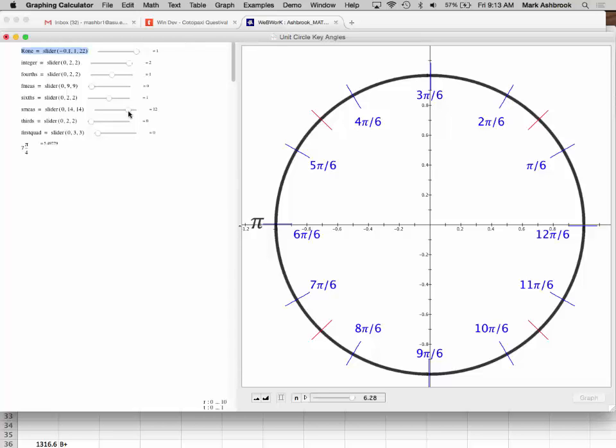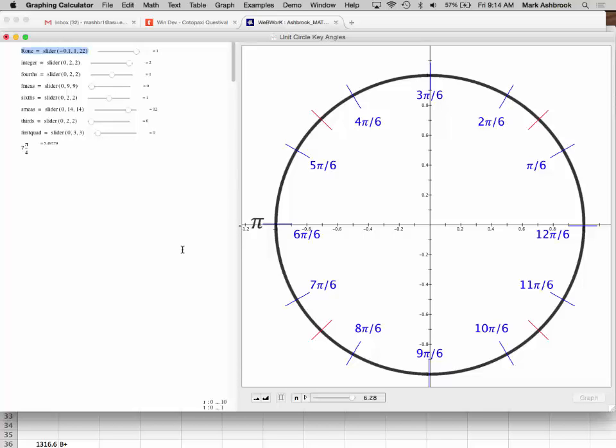And then again we have 3 pi over 6 at the top, right? Same as pi over 2. We get to the halfway point, 6 pi over 6, pi. Down here, 9 pi over 6, 3 pi over 2, or 1.5 pi. And then 12 pi over 6, 2 pi. So here we get now 8 more new angles. Pi over 6, 2 pi over 6, 4 pi over 6. Okay?